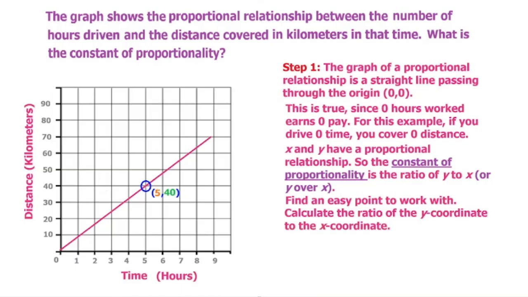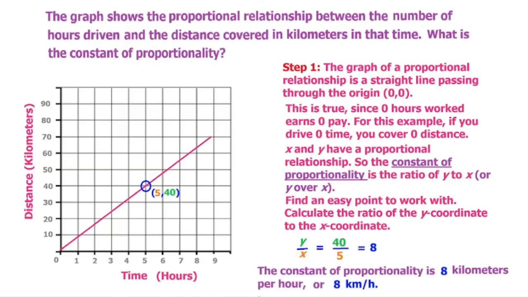So now we can calculate the ratio of the y-coordinate to the x-coordinate, which is basically y over x. So it equals 40 over 5, which equals 8. So the constant of proportionality is 8 kilometers per hour, written this way.